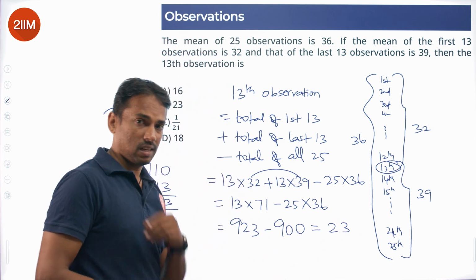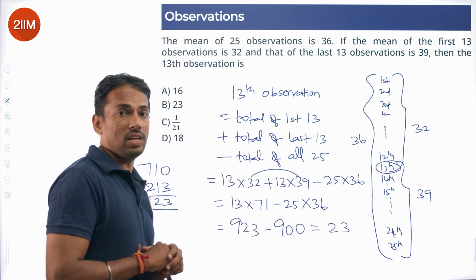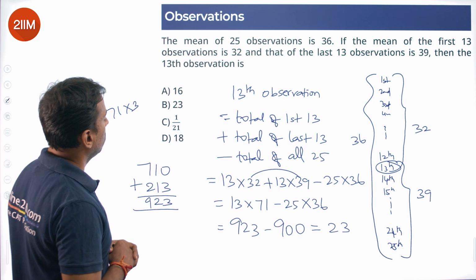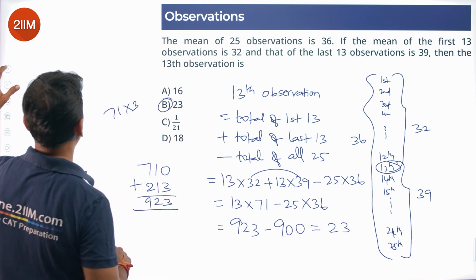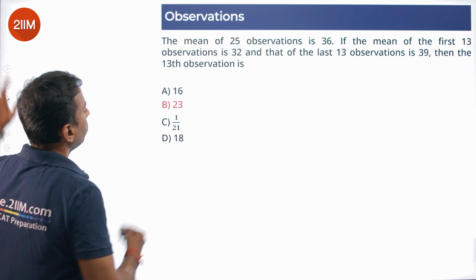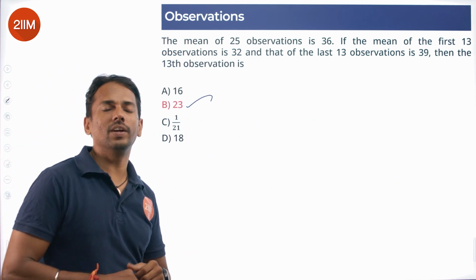That means this 13th observation is 23. Option B. 23 should be the right answer. We'll quickly check this. Yes, we are right. Option B, 23 is the right answer.